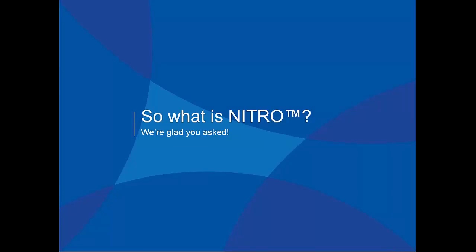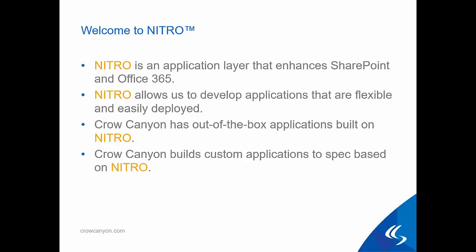And what we have is this Nitro application layer. And what is that? Okay, let's look at that. Nitro is an application layer that enhances SharePoint and Office 365. This is unique to Crow Canyon. We developed this layer that provides functionality on top of SharePoint and Office 365 because primarily we're application developers.